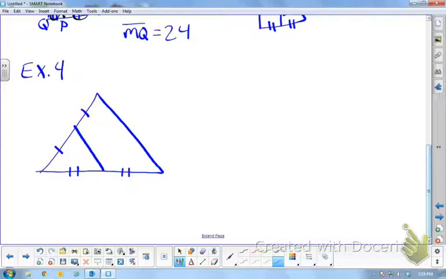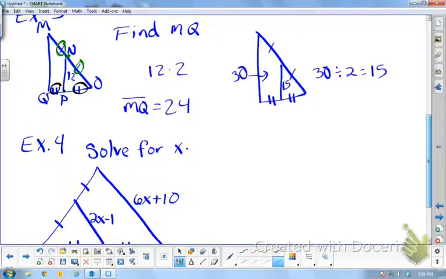So let's say I know the inside mid-segment is 2x minus 1. And I know the outside length of the line that's parallel is 6x plus 10. So I want to be able to set up an equation in order to solve for x. Our goal here is to solve for x. So when we knew that inside information, if we look at our last example really quick, we knew that inside information was 12. To find that outside length, we had to multiply by 2. So we took the inside times 2 and we got the outside.